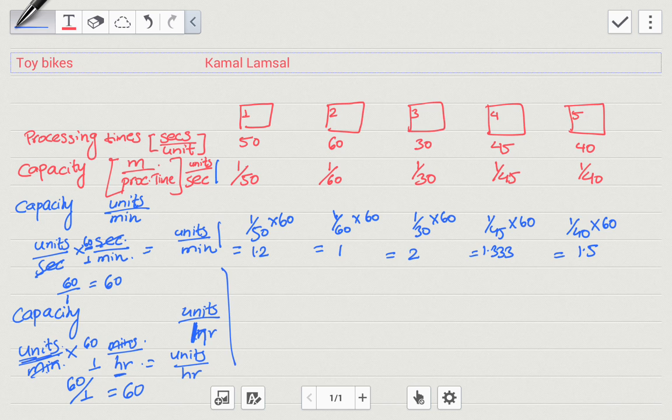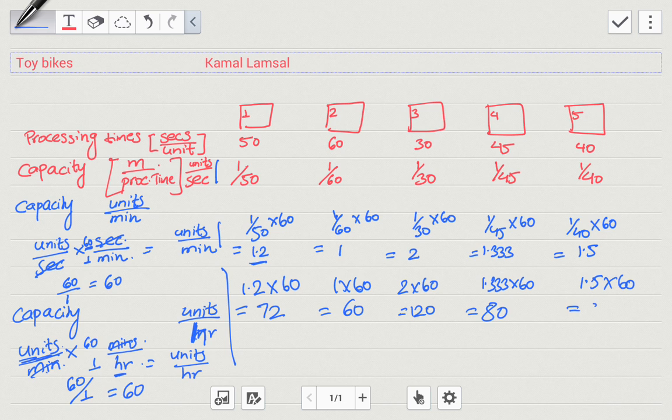Okay, so we have capacity expressed as units per minute. We have 1.2 multiplied by 60 equals 72. 1 multiplied by 60 is 60. 2 multiplied by 60 is 120. 1.333 multiplied by 60 is 80. 1.5 multiplied by 60 is 90. So we have calculated the capacity of each step in 3 units: units per second, units per minute, and units per hour.